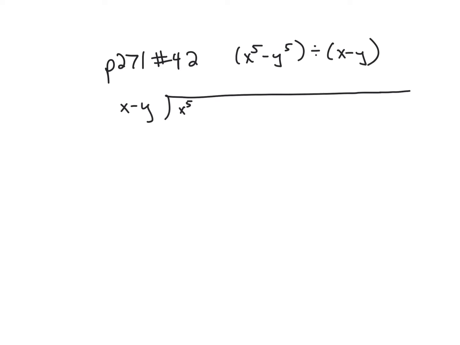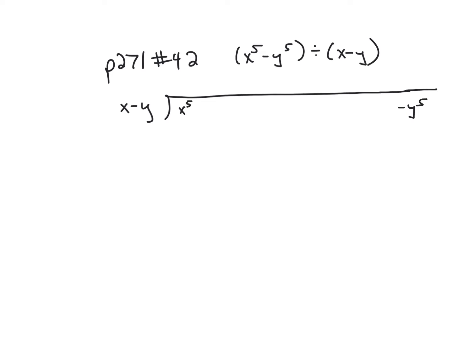Okay, this is page 271, number 42. The problem is x to the fifth minus y to the fifth divided by x minus y. So with long division, I put my x minus y out here, and underneath I need an x to the fifth, but I'm going to have some placeholders because there's going to be some things missing in here. But then somewhere down the road here, I've got to have a minus y to the fifth. And I'm going to have some placeholders in here.